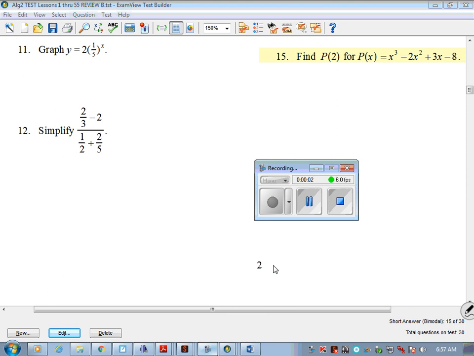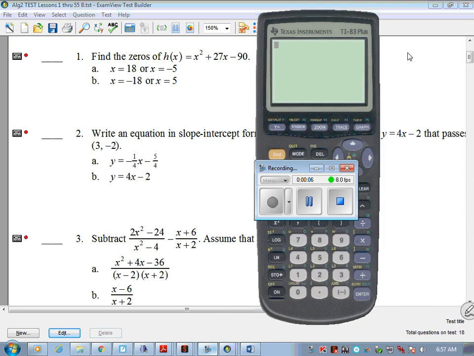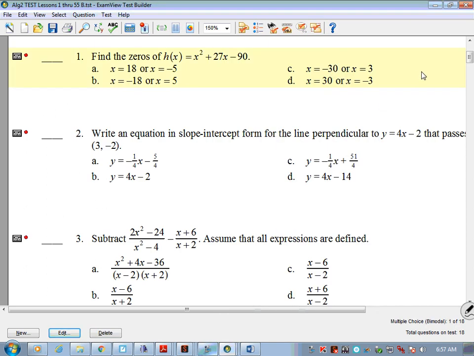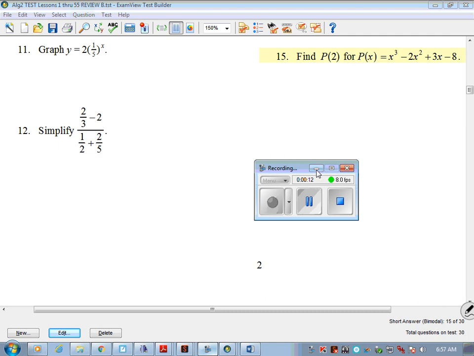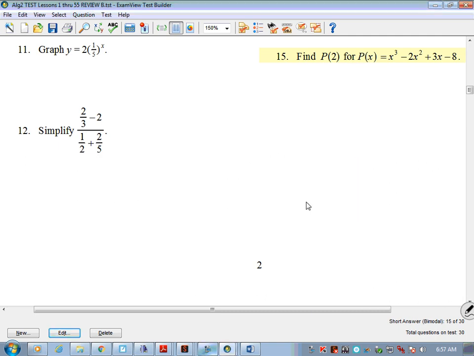All right, the next question I want to look at is question number 11. Let's see. And in question number 11, this is going to come from lesson 47, graphing exponential functions.